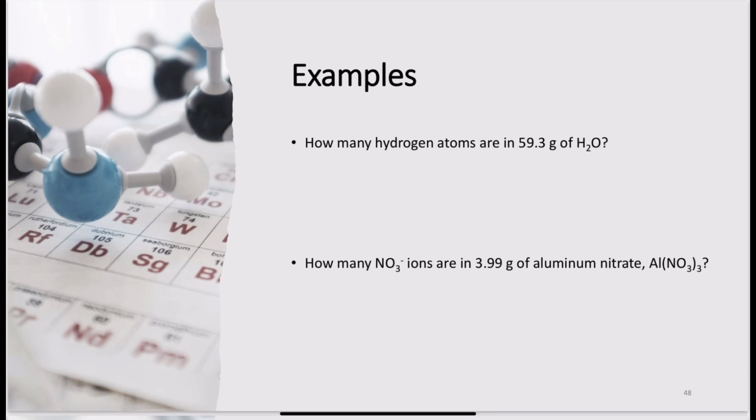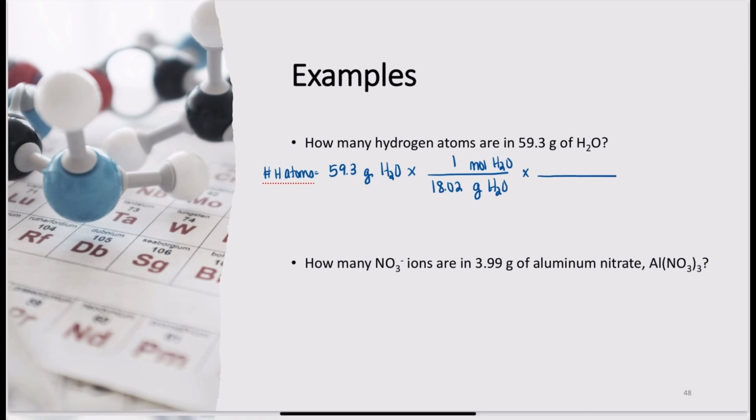How many hydrogen atoms are there in 59.3 grams of H2O? I specifically want to know the number of hydrogen atoms. I'm starting with 59.3 grams of H2O. I need to figure out what to do next. Well, I'm trying to cancel grams of water, and I'm trying to get to hydrogen atoms. I do not have any correlation between grams and atoms. I do, though, have a correlation for moles. Specifically, I know that 1 mole of water weighs 18.02 grams because I've added up the molar mass.